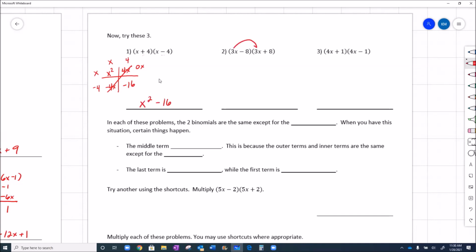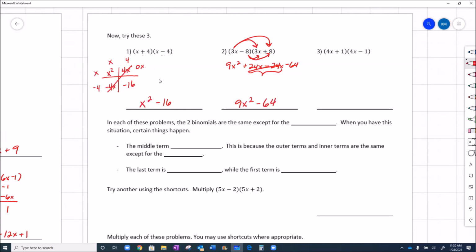Here we have 3x times 3x, which is 9x squared. 3x times 8, which is 24x. Negative 8 times 3x is negative 24x. And negative 8 times positive 8 gives us negative 64. So combining our like terms, it cancels out. We get 9x squared minus 64.